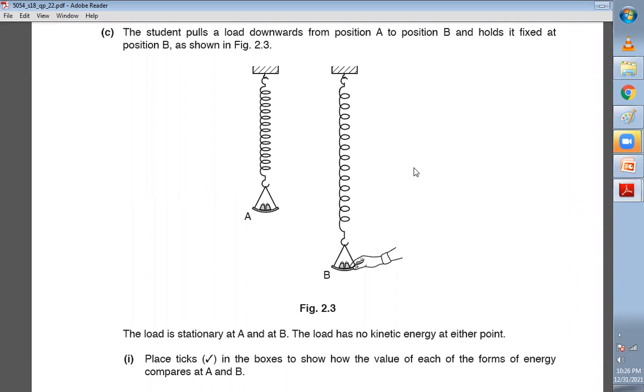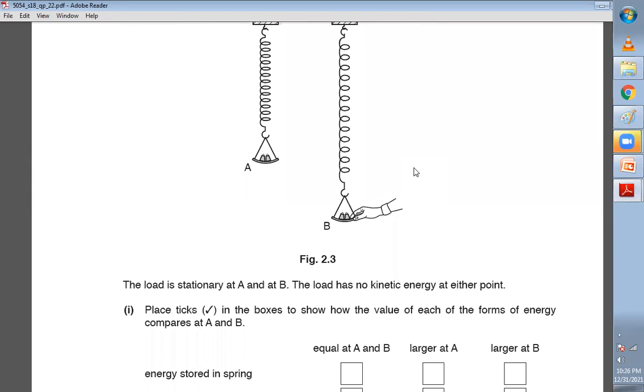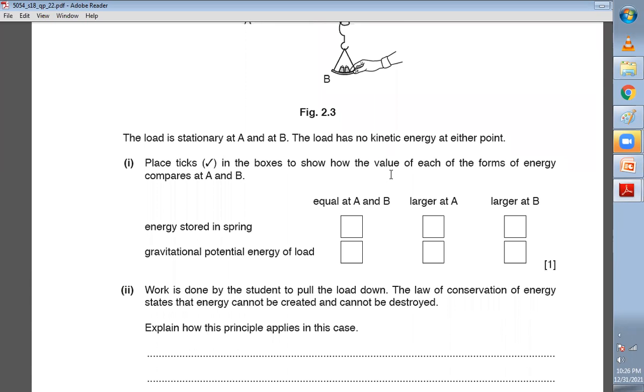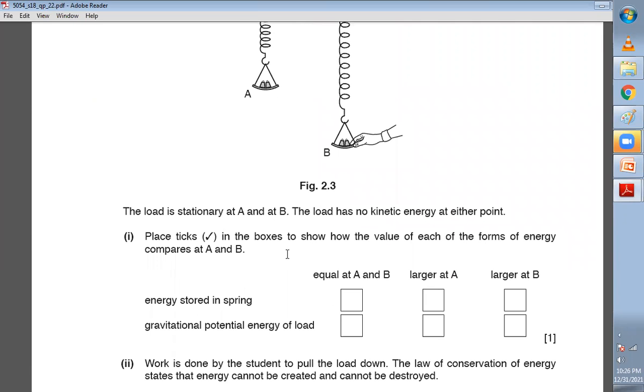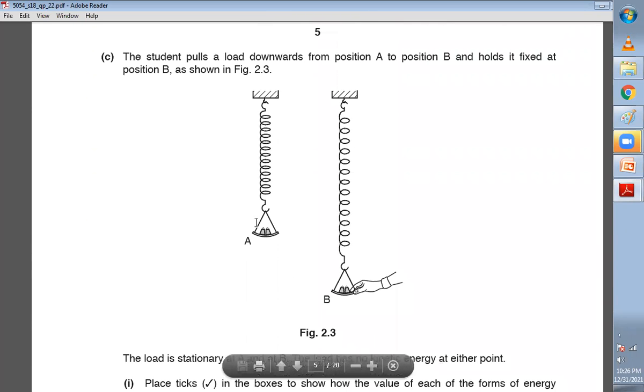A student pulls a load downwards from position A to position B and holds it fixed at position B as shown in figure 2.3. The load is stationary at A and at B. The load has no kinetic energy at either point. Place ticks in the boxes to show how the value of each form of energy compares at A and B. So first of all, energy stored in the spring.